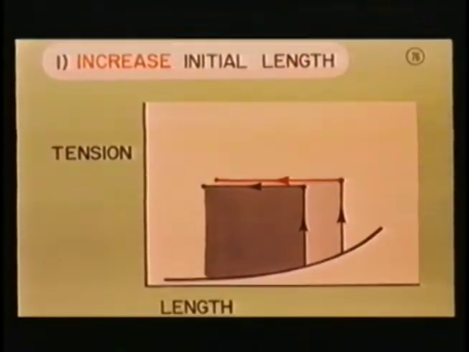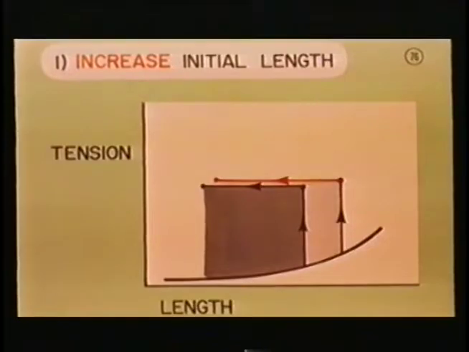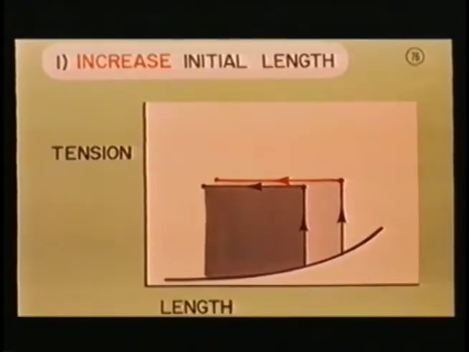The first is to increase the initial muscle fiber length by stretching the ventricle with a larger preload tension. Increasing venous filling pressure achieves this.